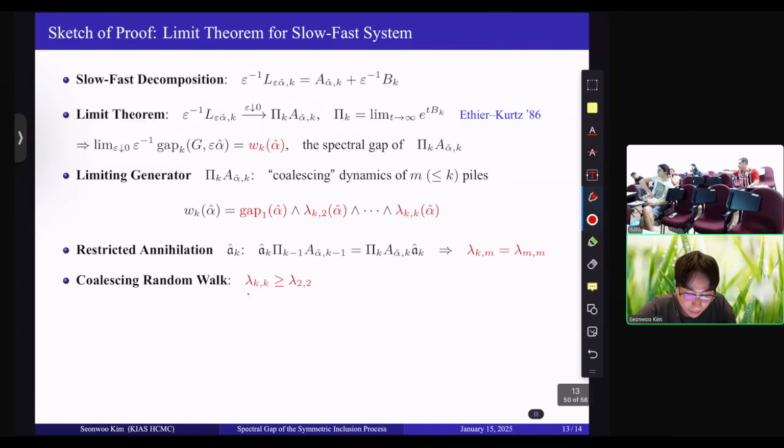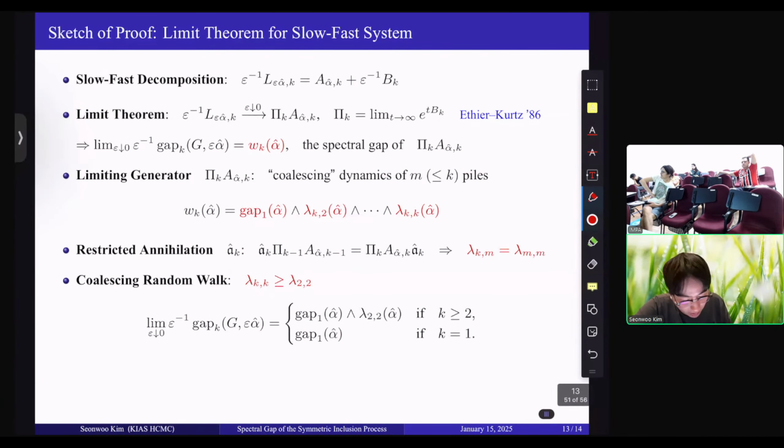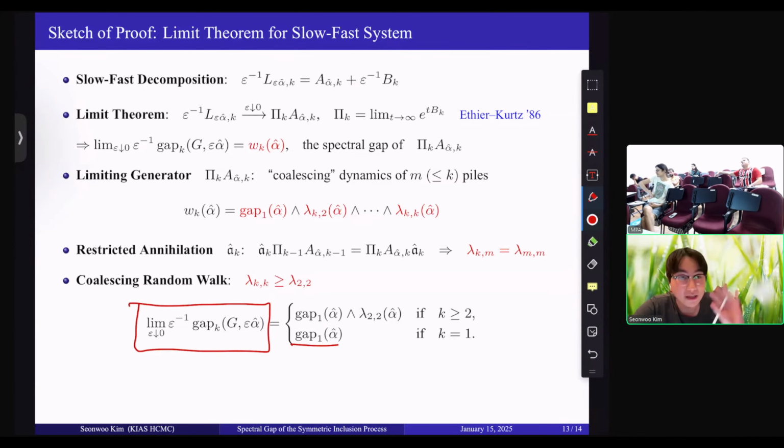And then for λ_{k,k}, this is just the dynamics of k particles, and this is not exactly, but somehow close to coalescing random walk. If you have k particles, it will of course converge to equilibrium much faster than if we have only 2 particles, right? So there's a lower bound inequality that lets us bound λ_{k,k} by λ_2. Combining all these things, we can conclude that the limit here is equal to gap 1 if k is 1, and as long as k is bigger than or equal to 2, it is the minimum between gap 1 and this λ_2.